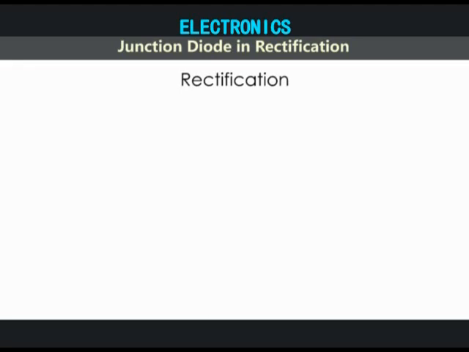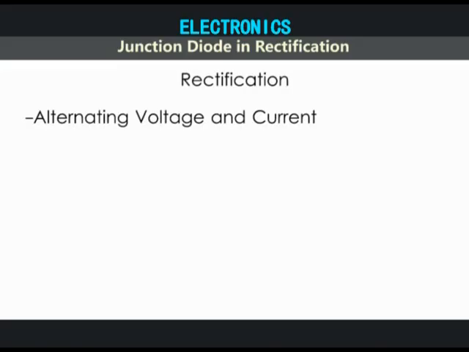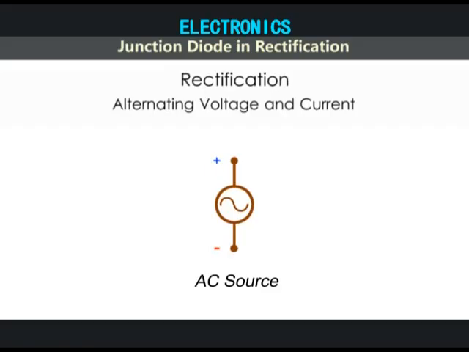Before we discuss how rectification is done, we need to understand two things: alternating voltage and current, and direct voltage and current. When the available voltage from an electrical source changes its direction periodically, it is called an alternating voltage, and the source is called an AC source.